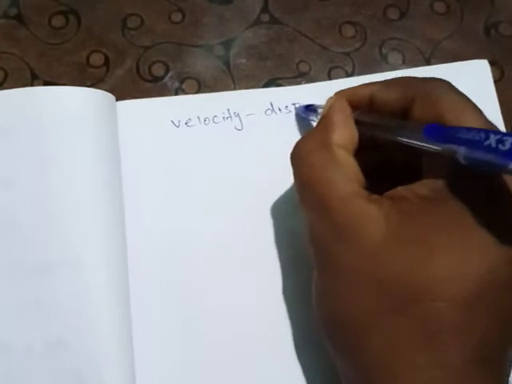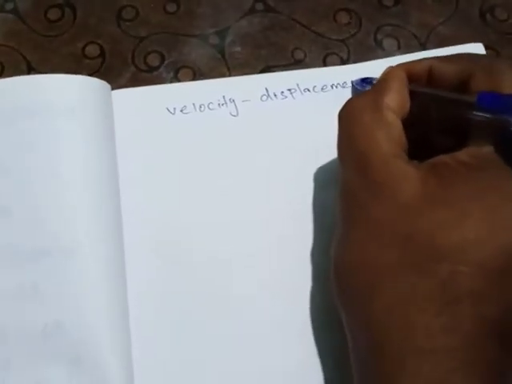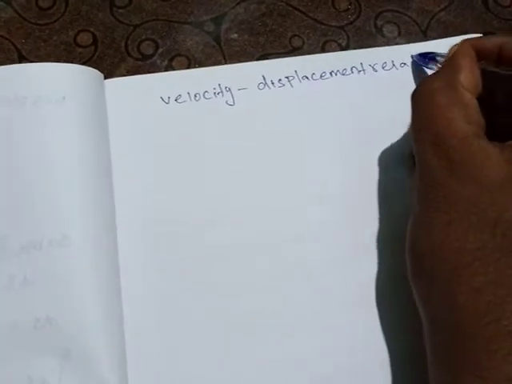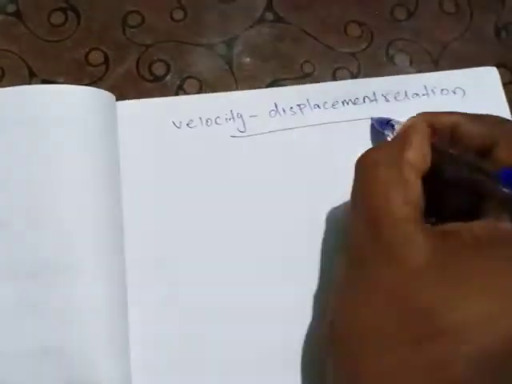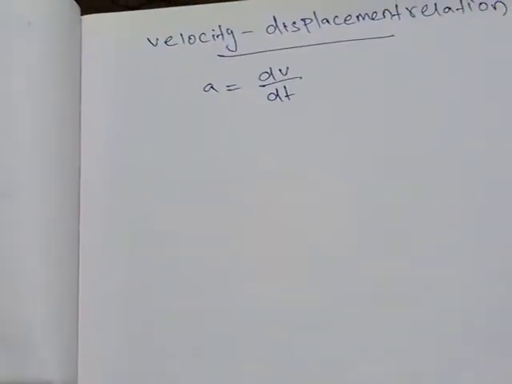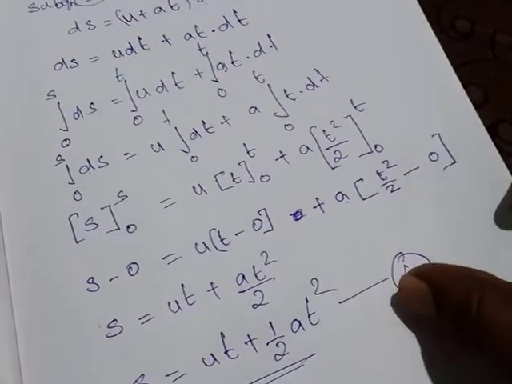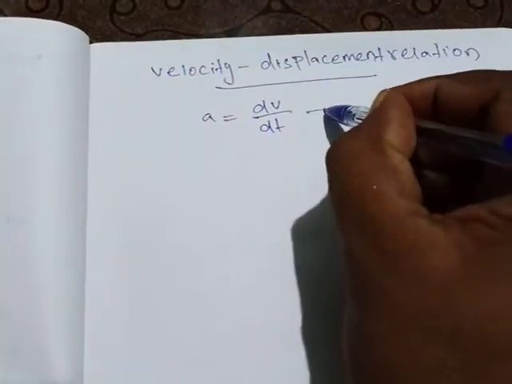Then the third one is velocity displacement relation. Okay, so here we are taking acceleration formula again. a is equal to dv by dt, first derivative form of acceleration. Now already here equation 4 came, so take this as 5.